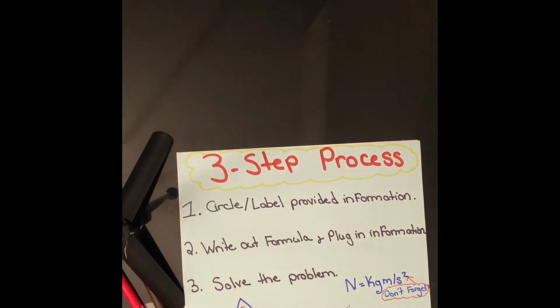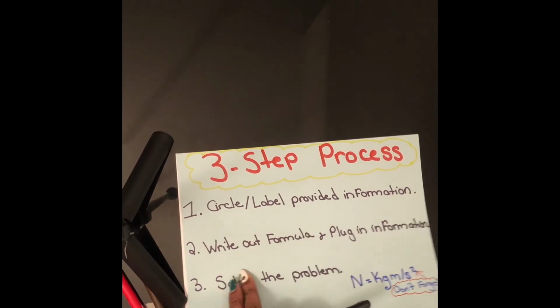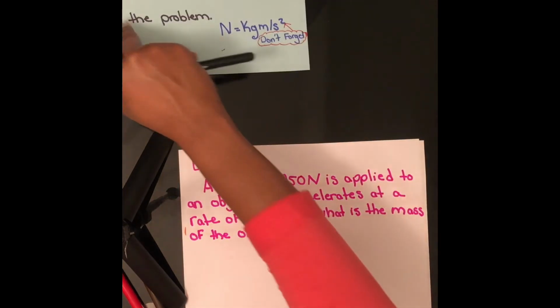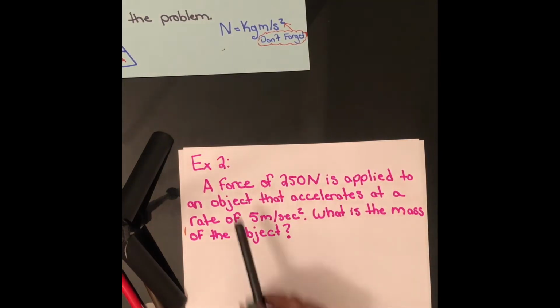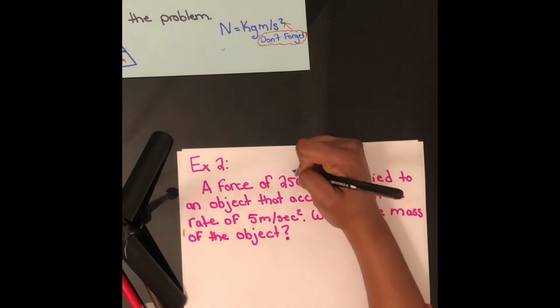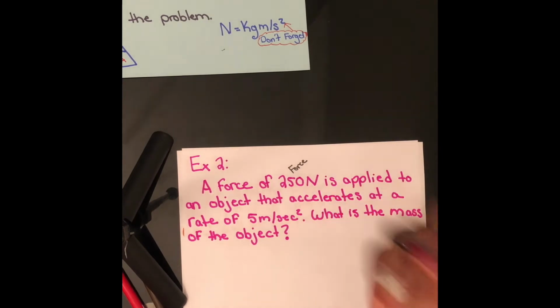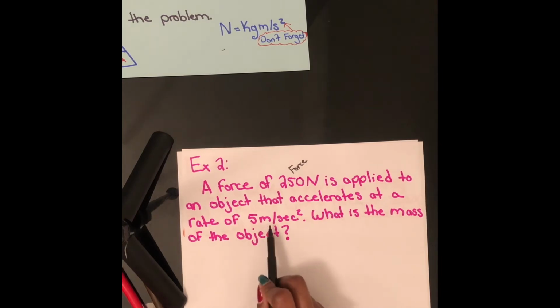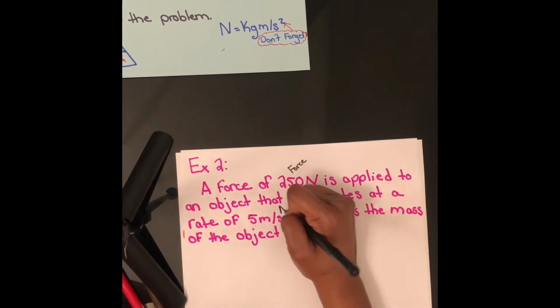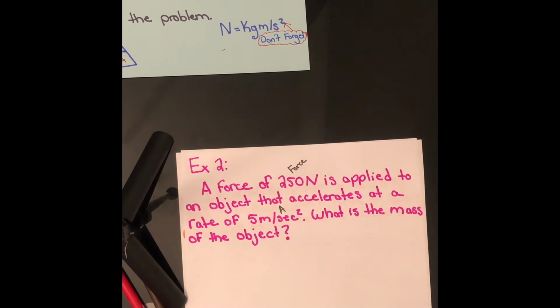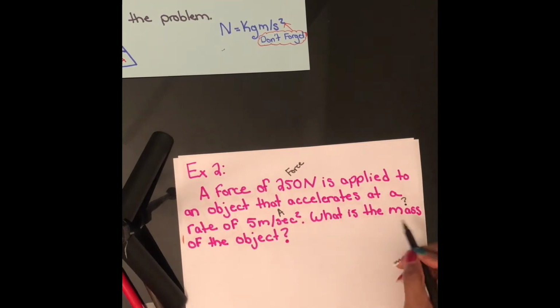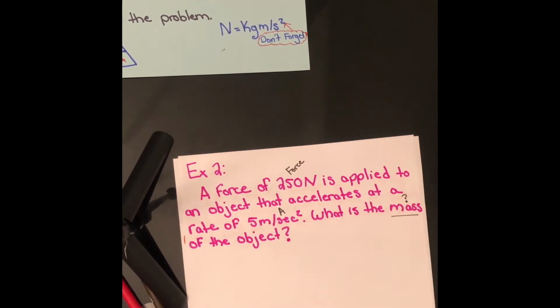According to our three-step process, we're first going to circle or label the provided information. So let's get to it. A force of 250 newtons. They're telling you what it is, so this has got to be our force. And yes, I could have put a capital F for short. Is applied to an object that accelerates at a rate of 5 meters per second. Sounds like this is our acceleration right here. What is the mass? Here's our question. Put a little question mark around it. What is the mass of the object?